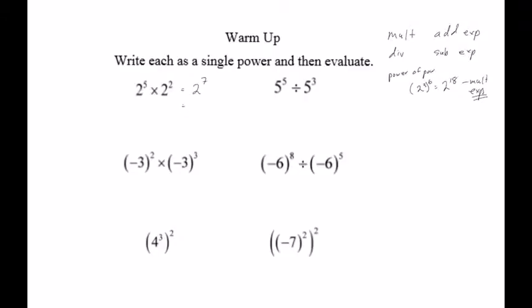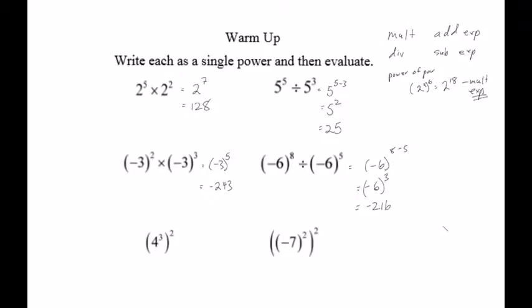Because it's multiplication, we have to add the two exponents. 5 plus 2 is 7, and we end up with 2 to the 7, which is 128. The next, we have 5 to the 5 minus 3, which is equal to 5 squared, which is 25. The next problem, we have to put our base as -3 in brackets, and we raise it to the 5 because we're multiplying the 2. So we end up with -243. The next problem, we have to put -6 raised to the 8 minus 5, which ends up being -6 in brackets, still raised to the 3. So we end up with -216.